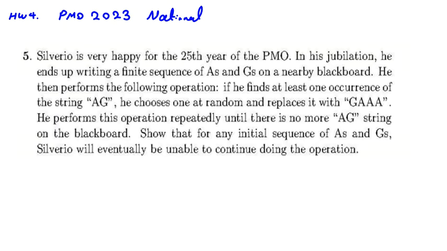Homework number 4 is a PMO problem, national level, from the Philippine Mathematical Olympiad 2023, national stage. You can solve it with exactly the same idea. Again, as you can see, we have a string, for example, in terms of A and G. In the IMO problem, we had A and B, here A and G, and you should prove something will eventually stop.